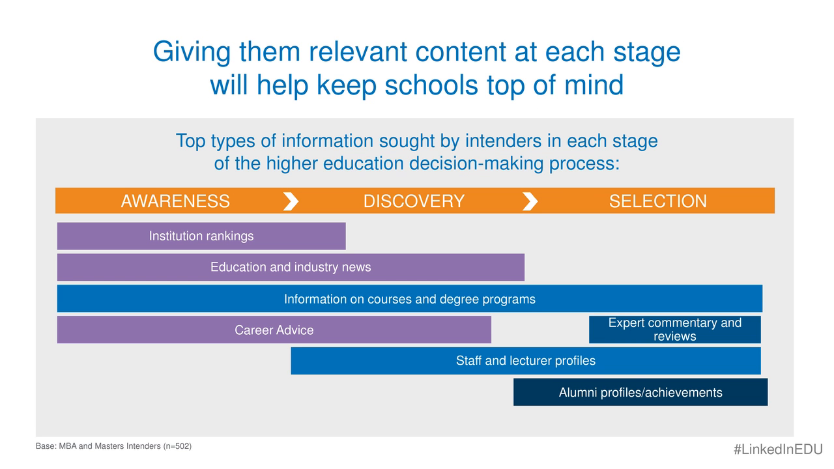Info on courses and programs is really sought after throughout all the 3 stages. So that's really table stakes for any school to have. And it's important to make sure that it's accessible from all your marketing communications. And then as we get closer to the selection phase, staff and lecturer profiles give prospects an idea of the culture and the quality of the learning experience. And then at the final stage, expert commentary and reviews, alumni profiles and achievements really help prospects reinforce and give them confidence that they made the right decision.